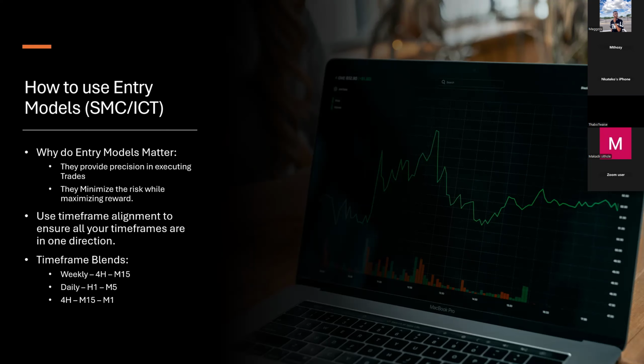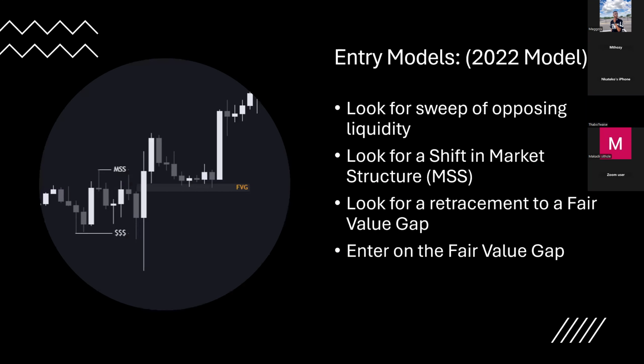Because remember, like we said, you don't want to take a bullish trade on the 15-minute, yet your 4-hour is bearish. You want to wait for when the weekly is bullish, the 4-hour is bullish, and the 15 is bullish. This is where your highest probability trades occur. Moving to the next slide here, we are looking at types of entry models.